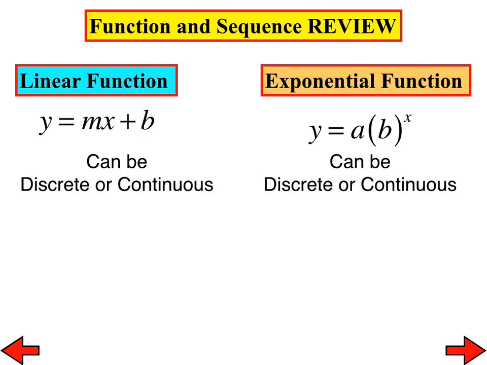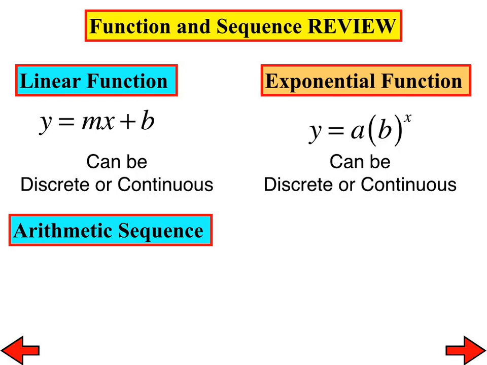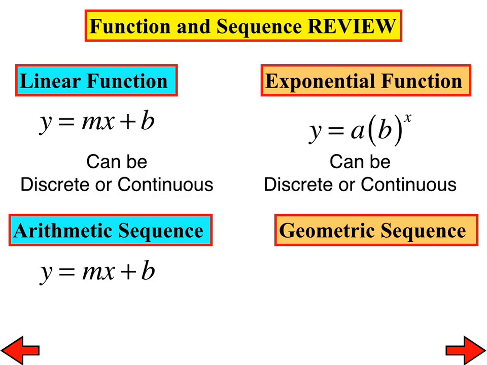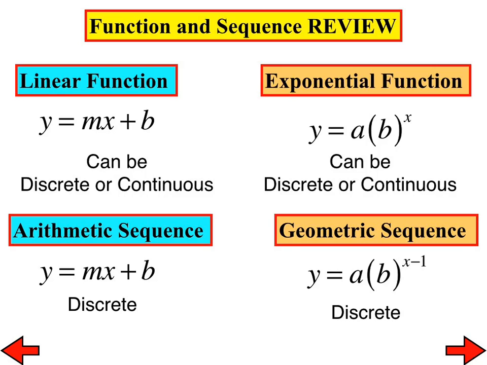When we're referring to arithmetic sequences, the equation that we use is identical to linear functions. It is y equals mx plus b. But with arithmetic sequences, they are only discrete. And my biggest concern with geometric sequences is some of you going back to that exponential function formula. That's not going to work as nicely for us. We need to remember that we're using x minus 1 as the power if we're referring to a geometric sequence. And like arithmetic sequences, geometric sequences are only discrete.